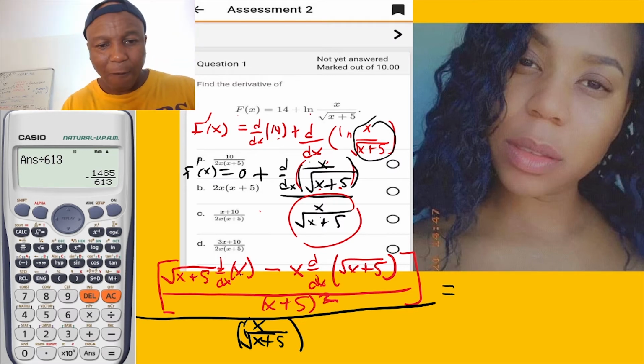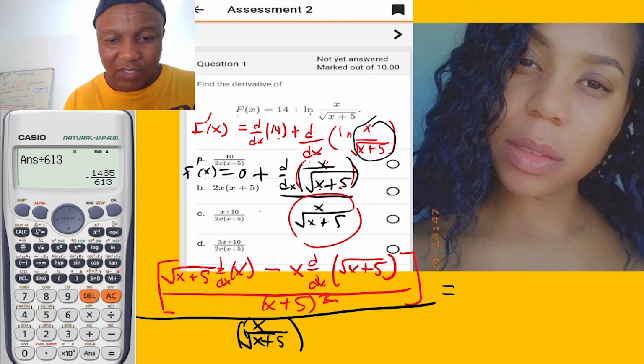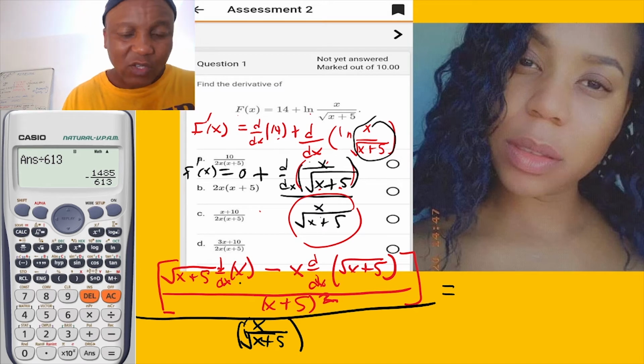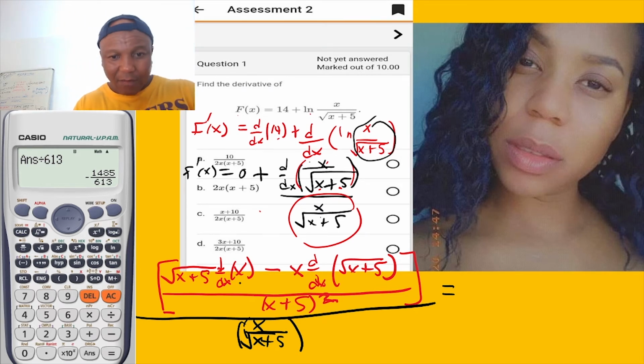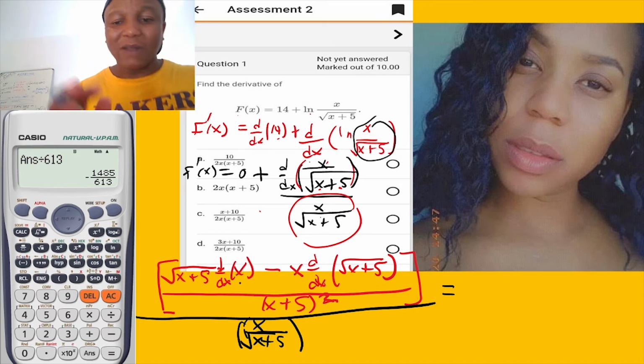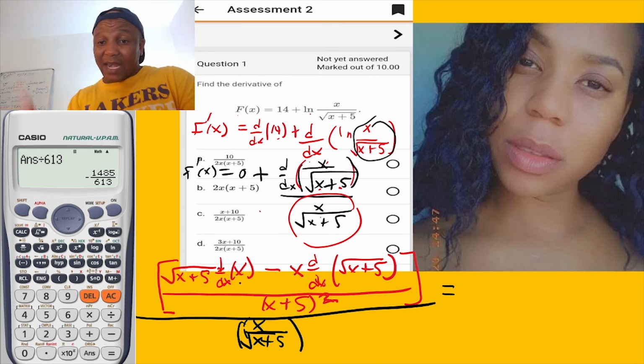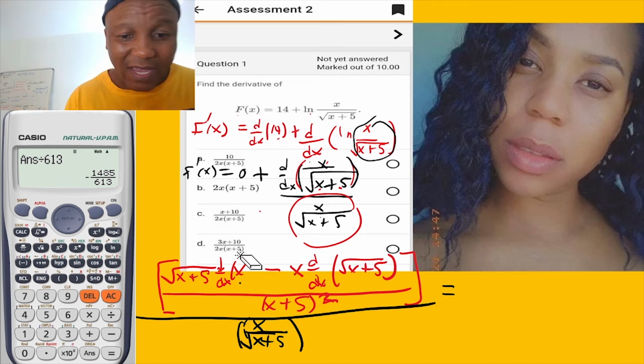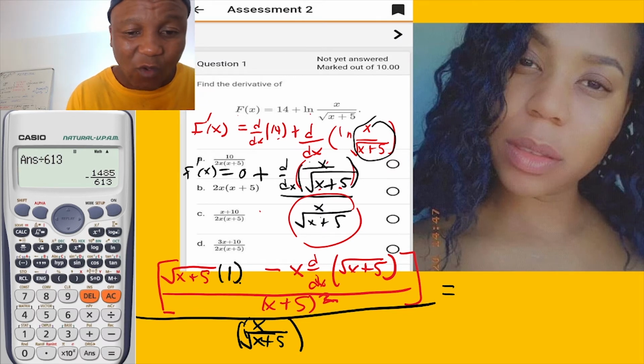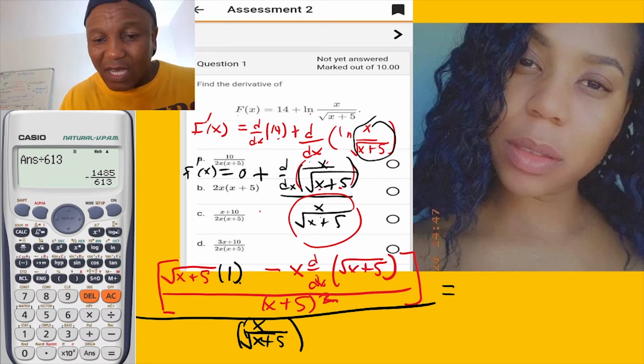When you differentiate x, it's going to give you 1. But for you in an exam, you'd move to the next page. Here, because my space is too small, I'm trying to say when you differentiate x, it's going to give you 1. And when you differentiate the square root of x plus 5, it's going to give you 1 over 2 square root of x plus 5. If you don't know how to do that one, let me know.